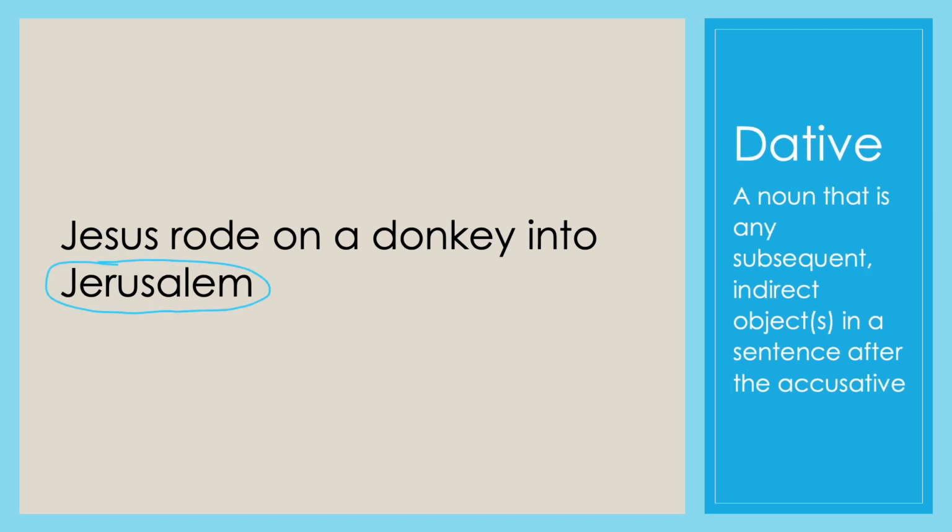The dative is a noun within the sentence that is any subsequent indirect object or objects after the accusative. In this example, Jesus rode a donkey into Jerusalem. Jerusalem is the indirect object. Donkey was the direct object that the verb was directed towards, and Jesus was the nominative performing the verb.